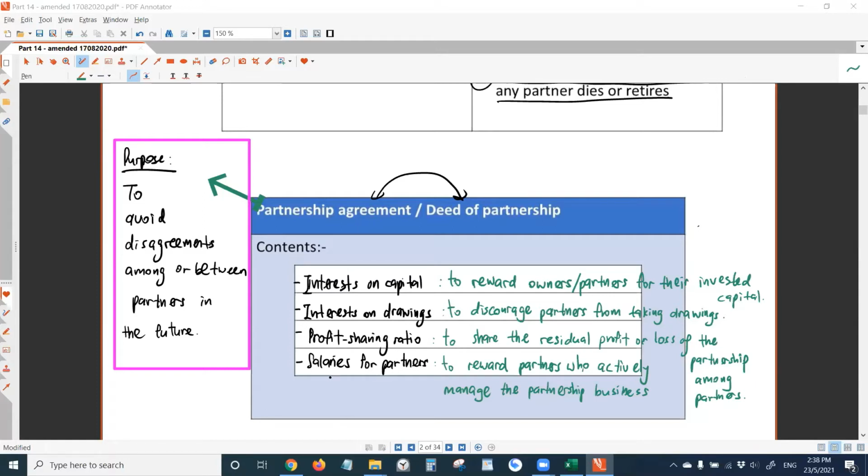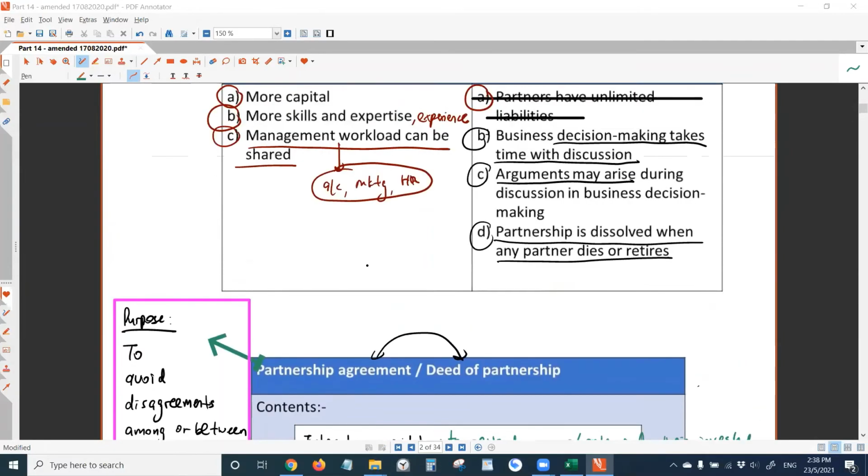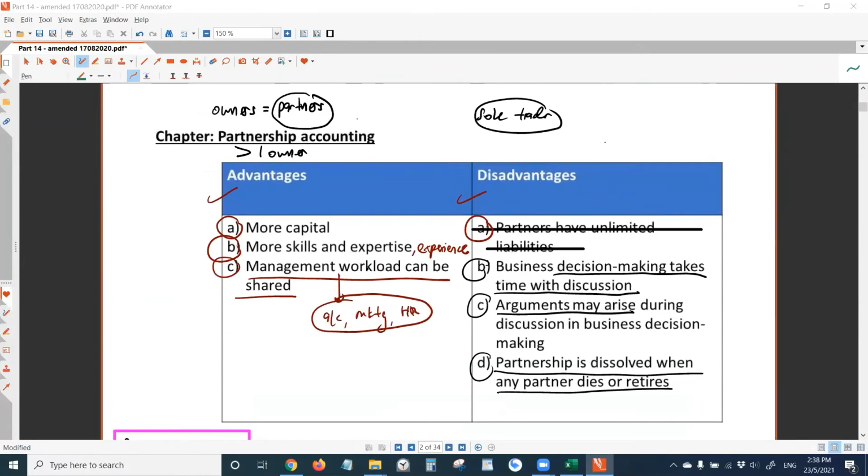Now, let's understand each and every item in the partnership agreement. Let's understand the last one first, the easiest to understand. Salaries for partners. You need to be aware of what is meant by the word partners. Partners means owners, right? The owners in this partnership business. Owners are known as partners in a partnership business.